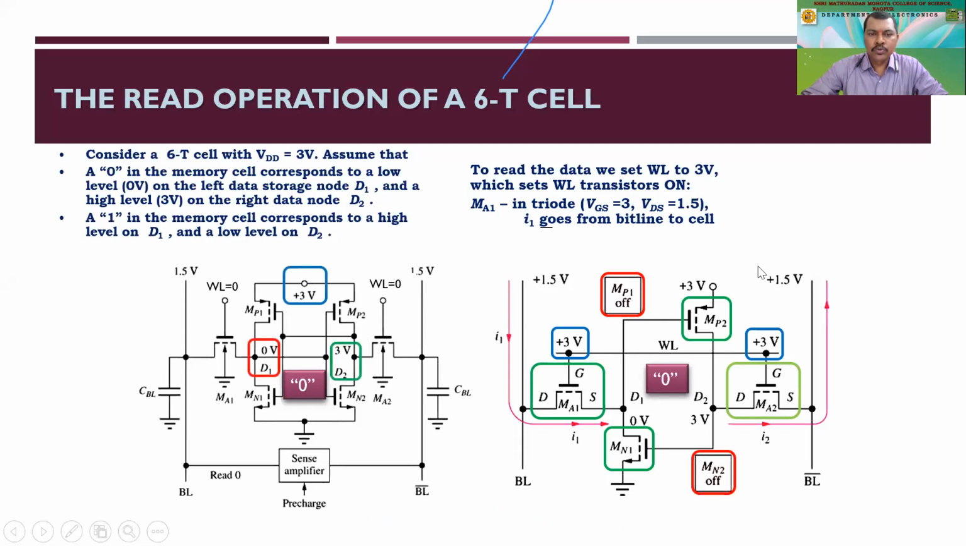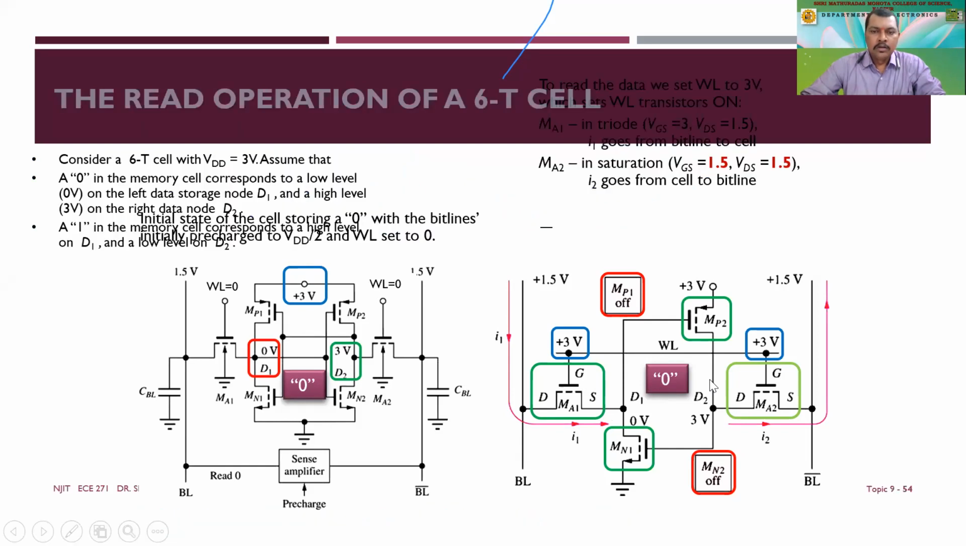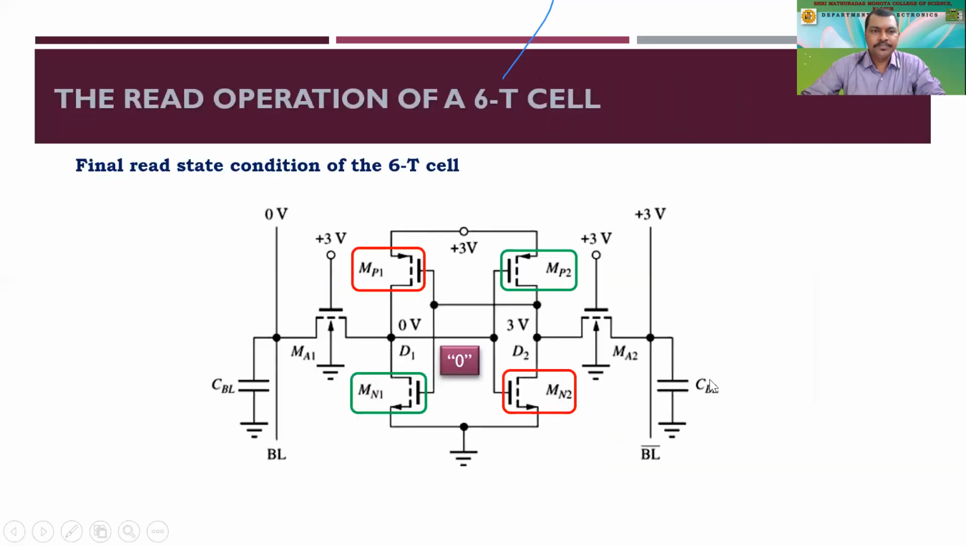And now, due to that, what happens? The current will start flowing in this direction now. So the I2 will start flowing. So I1 starts flowing from here to the first inverter since it is 0, D1 and D2, the current will start flowing from here to the above, right? Accordingly. So this is how the 1 is being read or 0 is being read. Okay. So this shows you the read operation.